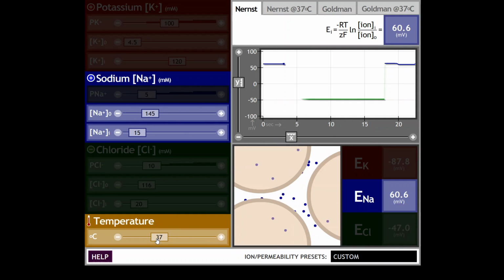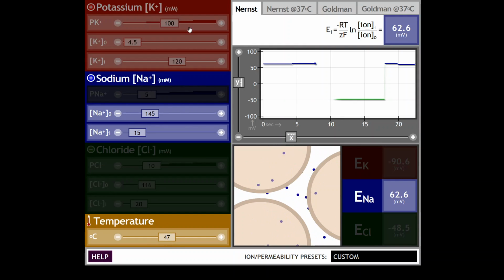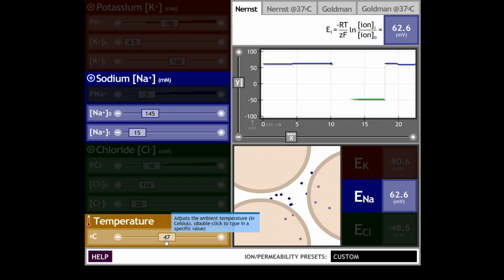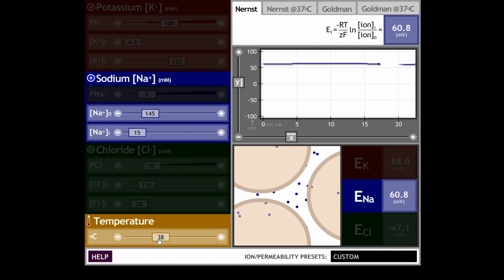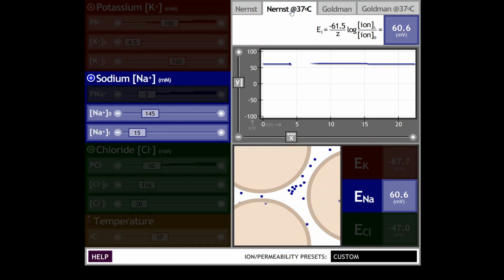For sodium, it raises the equilibrium potential, and so on. So it does have an effect. It's not a big effect for small changes in temperature, but that's okay, because hopefully your body temperature isn't fluctuating much more than a few degrees here and there. But then you can even just set it at 37. Then the temperature is sort of locked.